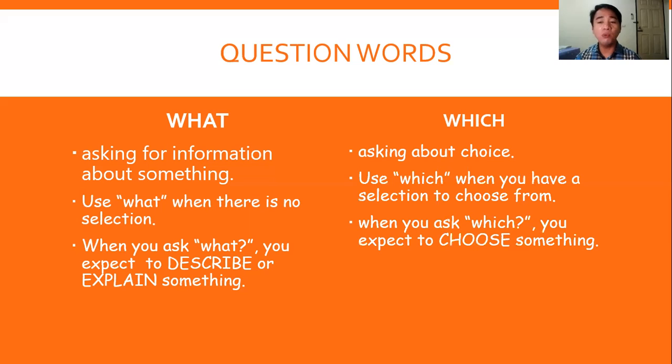And when you ask which, you expect to choose something. Remember, when you ask the question which, you expect to choose something. Like for example, which do you like, cake or pizza? So you have to choose between the two, cake or pizza. So there is a selection.